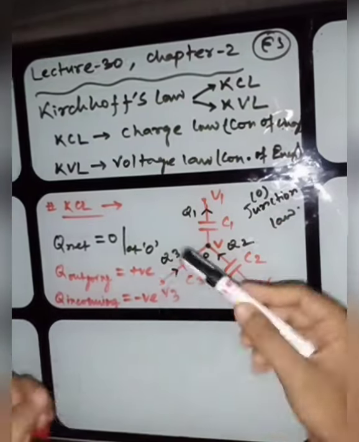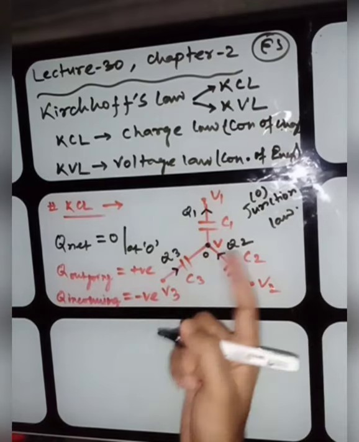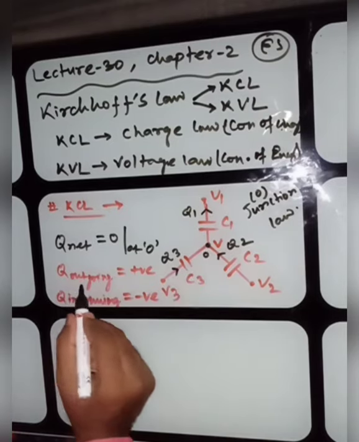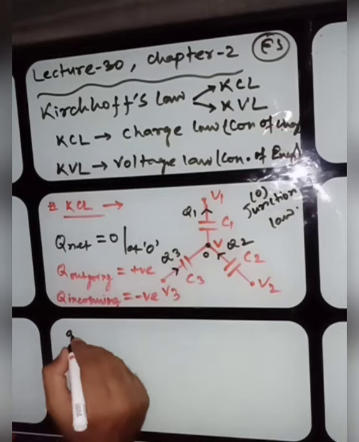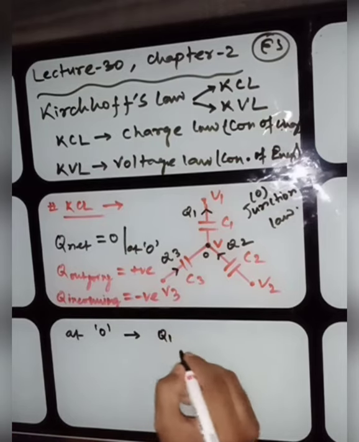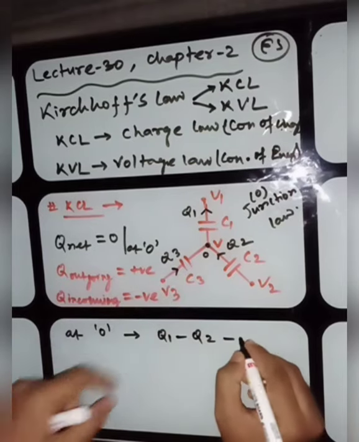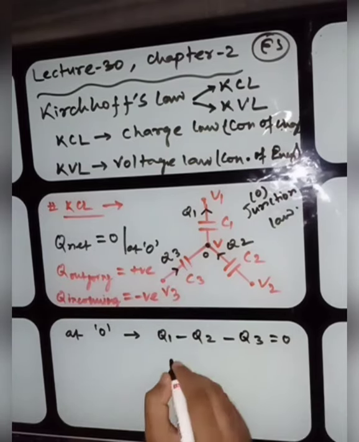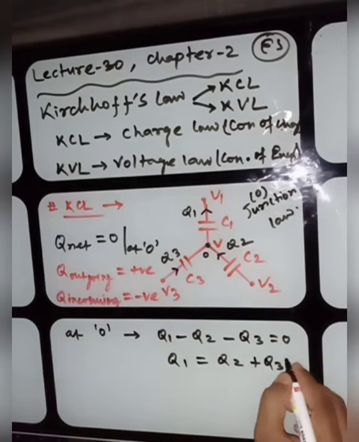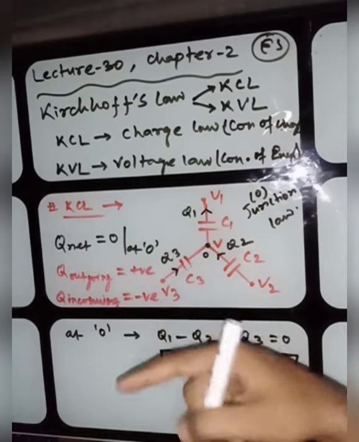Okay, student, using that assumption, what you will write using this equation and this assumption, you will write from this particular junction, as we have taken the assumption outgoing charge will be taken as positive. It means at junction O, you can write Q1, this is positive, minus Q2 minus Q3 will be how much? 0. It means Q1 is equal to Q2 plus Q3. This is an equation that will help you to solve the electronic circuit, my dear student.